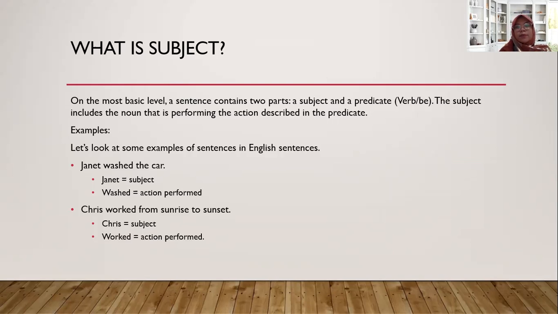For example, Janet washed the car. Janet in this case is the subject, the person who is doing an action, and wash is the action performed by Janet. And also, Chris worked from sunrise to sunset. In this case, Chris becomes the subject and the verb becomes the action performed by Chris. So this is a very simple example of how you can use a subject in your sentence whenever you write a paragraph or a story.